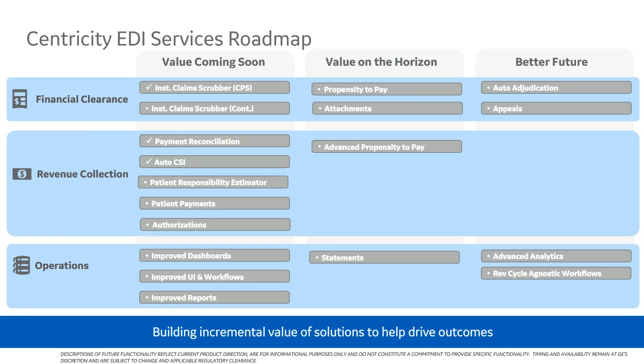So our goal is to turn every patient touch point into an opportunity to educate patients about their financial options. So as you look at our roadmap, we have propensity to pay, the patient responsibility estimator, and patient payments, which we are actively working on. And the second revenue cycle leakage that we are trying to address in our roadmap is the increased denials.